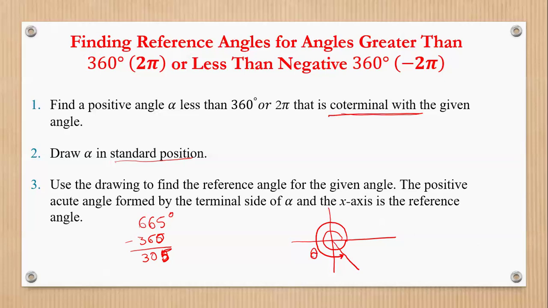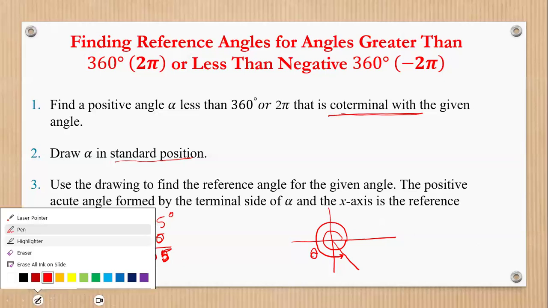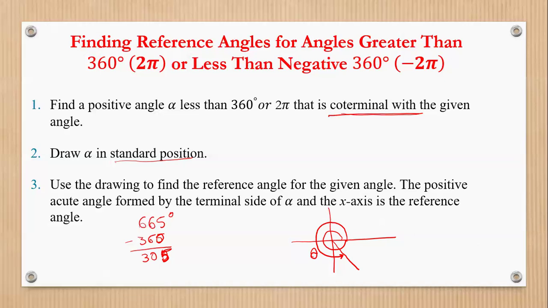Now I need to find a coterminal angle. Coterminal angles are the angles that have the same initial and the same terminal side. This can be a coterminal angle. And how much is this angle? Your angle is 305, so how much is it less than 360? Which is 55 degrees. That is your coterminal angle.